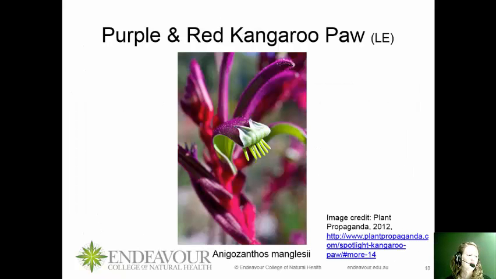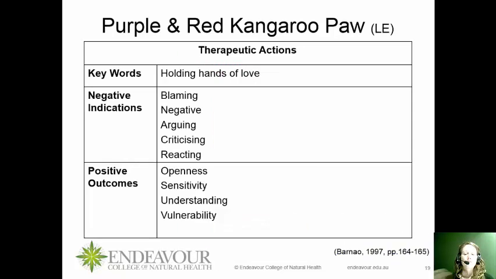Isn't this unusual? Purple and red kangaroo paw. Purple, if you remember, was often associated with spirituality, often associated with spiritual love, for example. And yet it's mixed in with the red, and red was associated with tribalness and the collective. So it's an interesting mix here. In the living essences, it's used for resolving a relationship tendency toward just constant bickering, when people are stuck in a reactive state with each other.